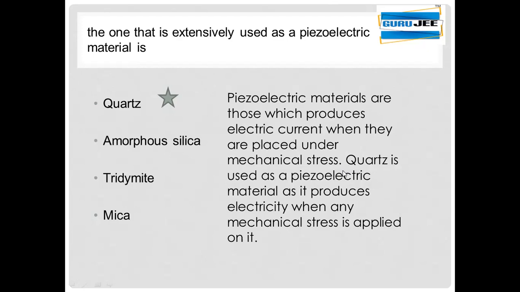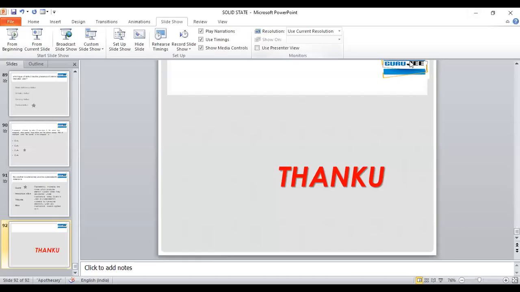Have you completed? Yes, ma'am. So this was all about the solid state. So we completed the chapter solid state.